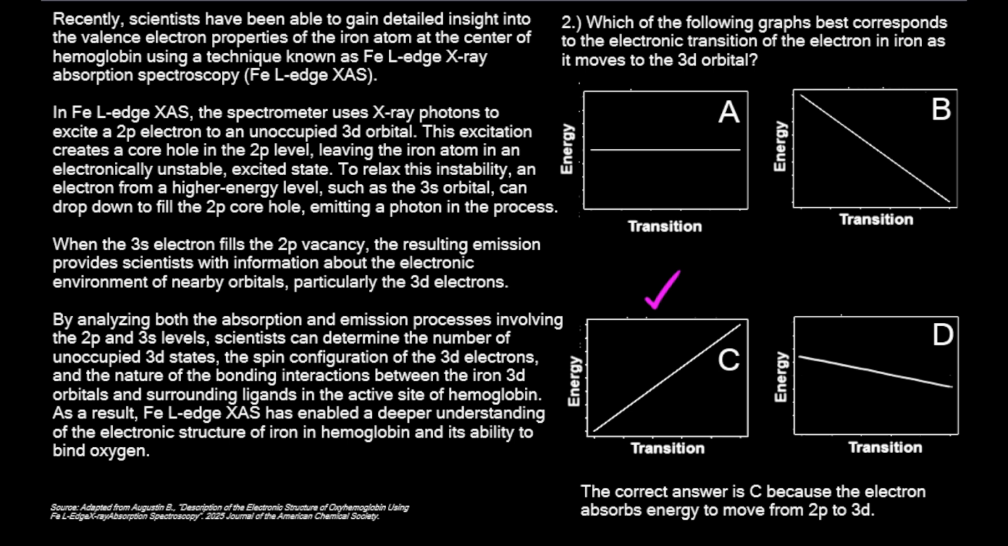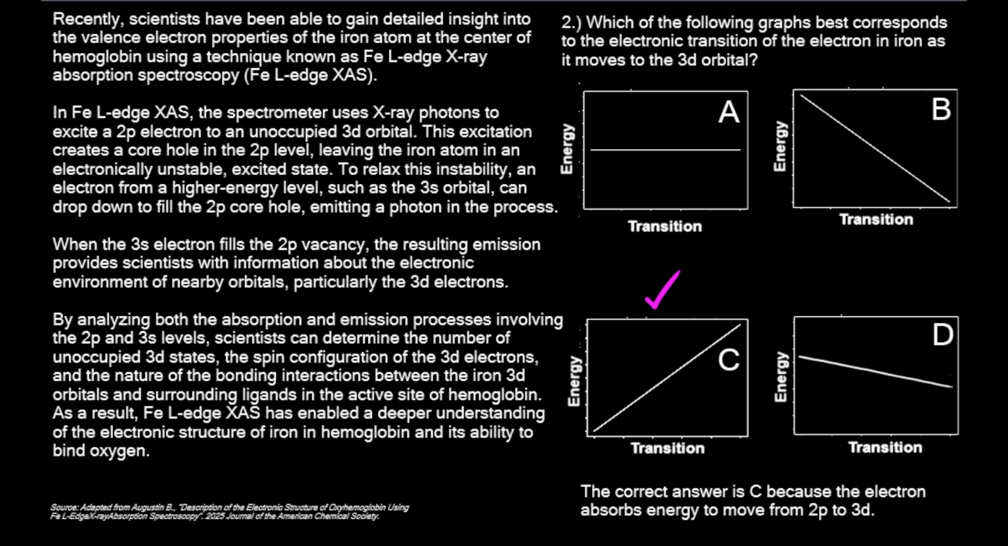First, recall that the 2p orbitals belong to the principal quantum number n equals 2 energy level, while the 3d orbitals belong to the principal quantum number 3 energy level. In general, orbitals with a higher principal quantum number have higher energy. This means that when an electron transitions from 2p to 3d, it must absorb energy because it is moving from a lower energy orbital to a higher energy orbital.